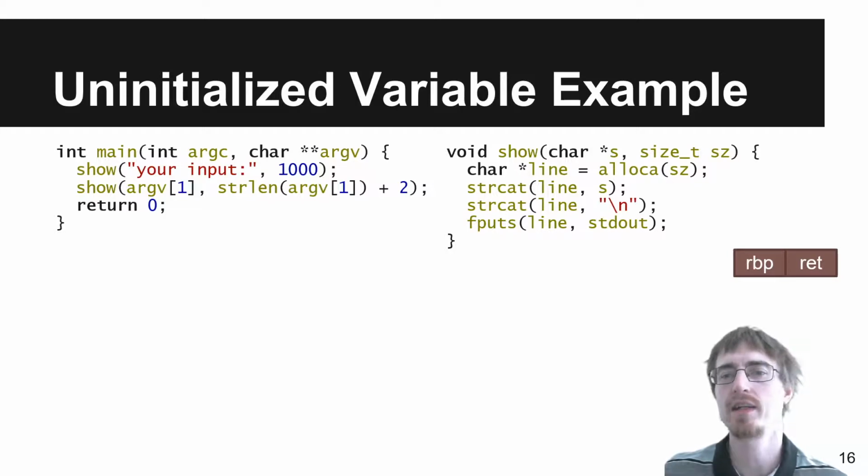Now we can think of many other scenarios, but this is a relatively simple one to demonstrate how you could abuse this. So on the left we have the main function, which calls the show function twice. Show takes a string and then allocates a local buffer on the stack to store this string. It concatenates a newline and then prints it to standard out.